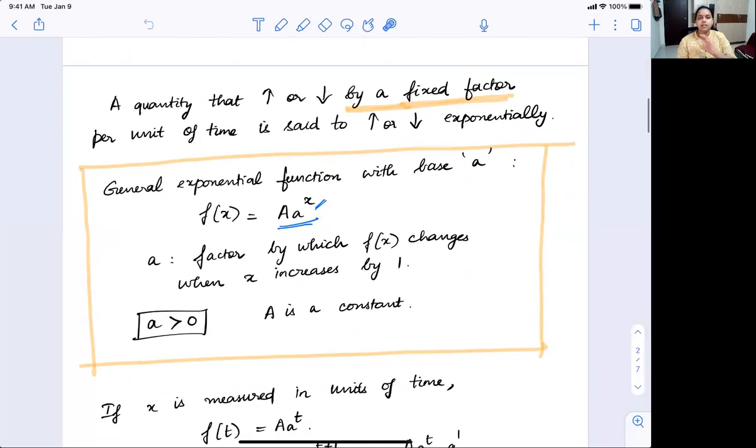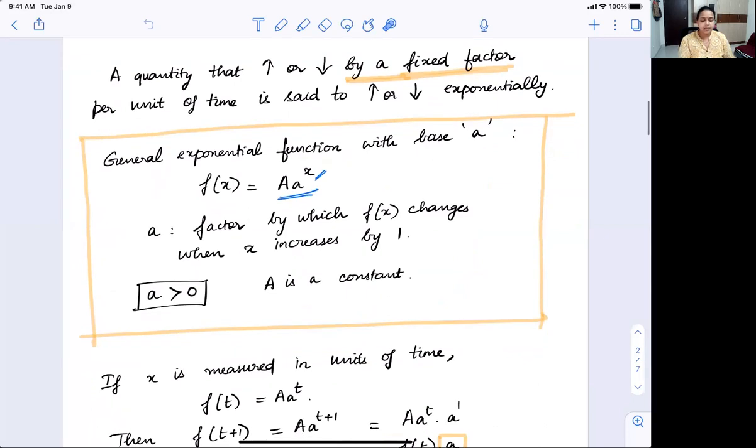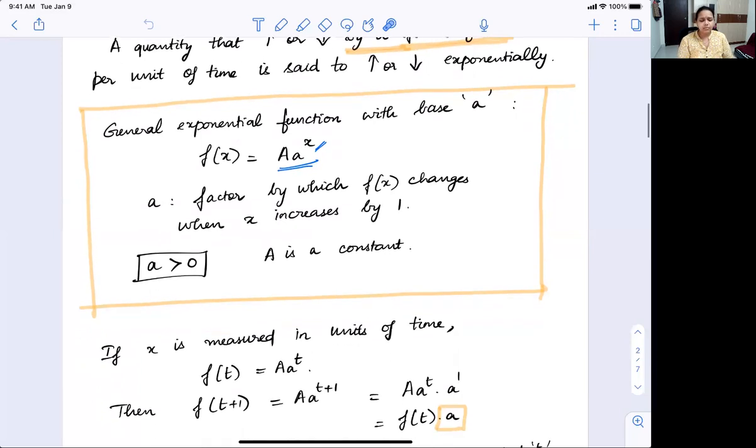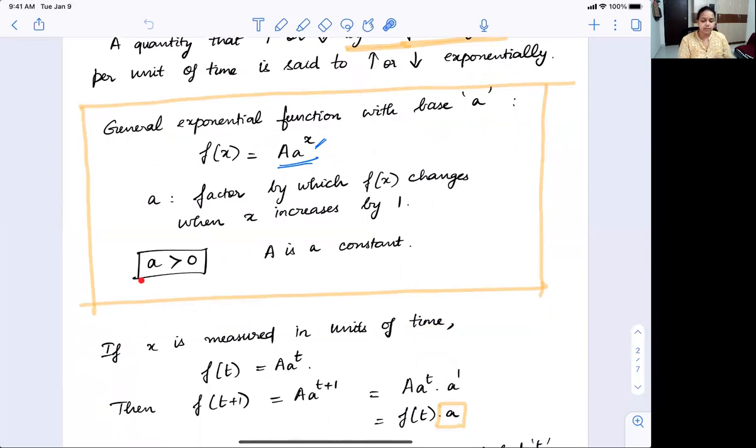Now, as I mentioned, a quantity that increases or decreases by a fixed factor per unit of time is said to increase or decrease exponentially. And the general exponential function with the base small a is written using this formula. And capital A is just a constant. And you have a number a raised to the power x. Notice here that your x appears in the exponent, and hence the name exponential function. Now, small a refers to the factor by which f of x is changing when x increases by 1 unit. Generally, exponential functions have the property that this factor is a positive number. This will make much more sense when we look at a few examples.